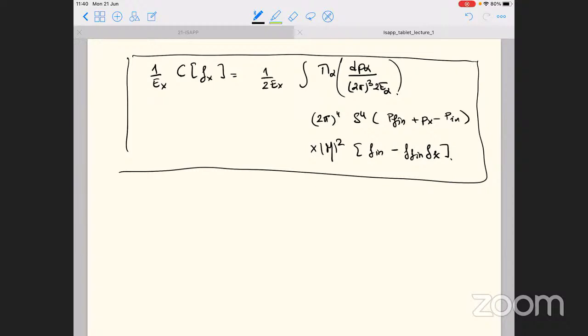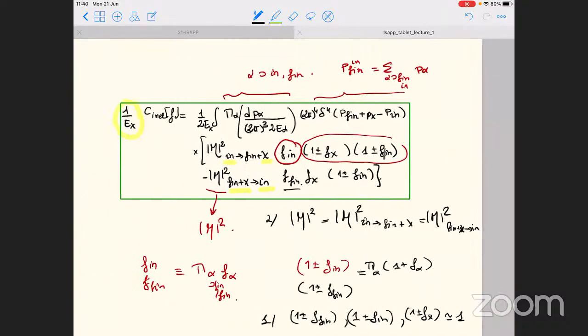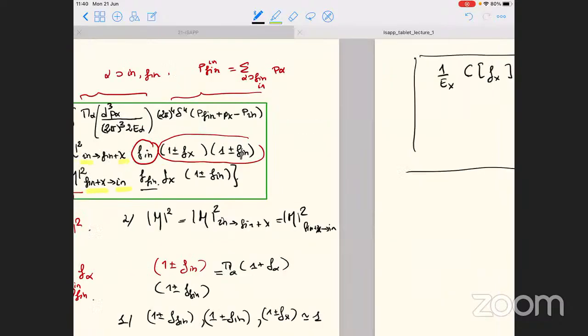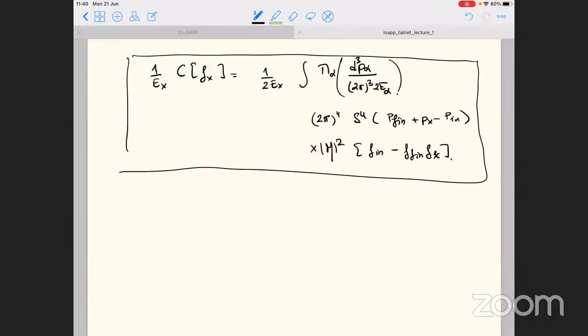Is the integration measure okay? Sorry? The integration measure in the equation above? What do you mean about the integration measure? dp should be cubed or no? Oh, you're right. Thank you. Yes, it's over the 3 momenta. Thank you very much. Any other question?